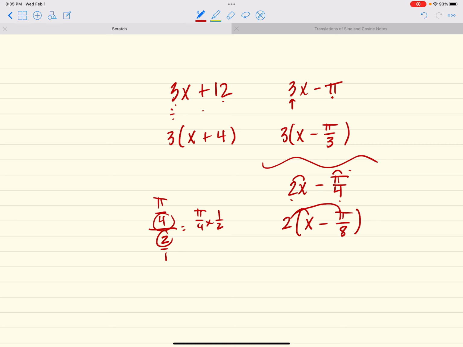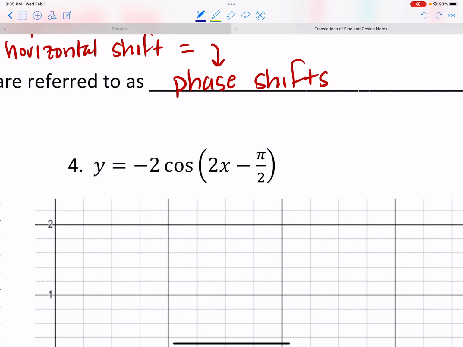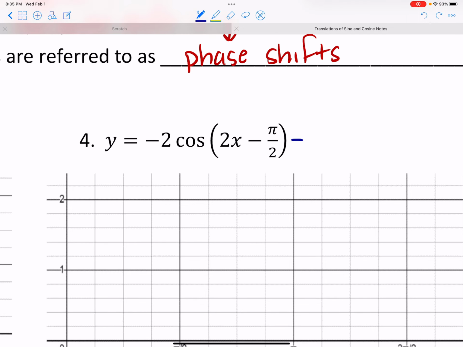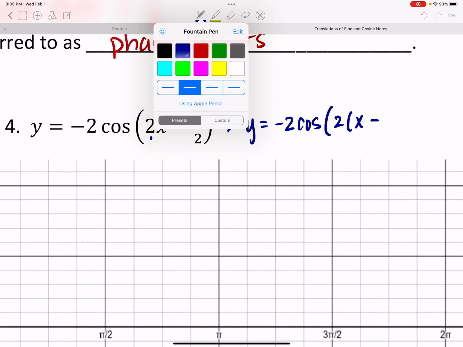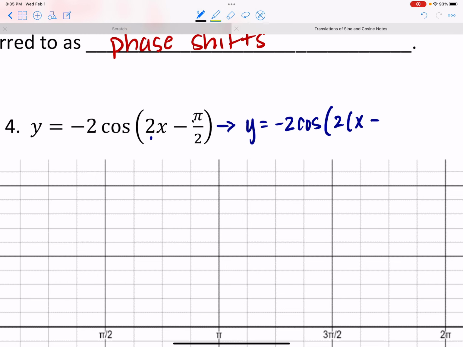Okay? So to get this in general form, the coefficient of x should be 1. If it's not, we're going to have to factor it. So I would start by rewriting this. We're looking here at y equal to negative 2 cosine of, I'm going to factor out the 2, and 2 divided by 2 would put a 1 in front of the x, which is what I want, minus, oh man, I don't know if I want to leave this as pi over 2, because then I'm going to have the exact same problem that I just had. Let's go ahead and change this to just a pi. I just want to rewrite this as 2x minus pi.